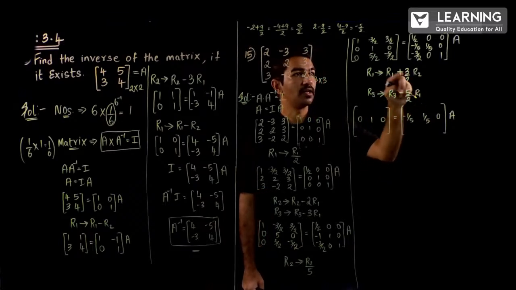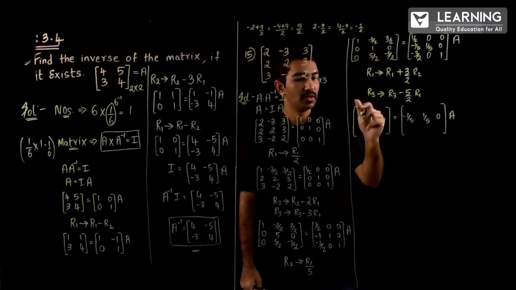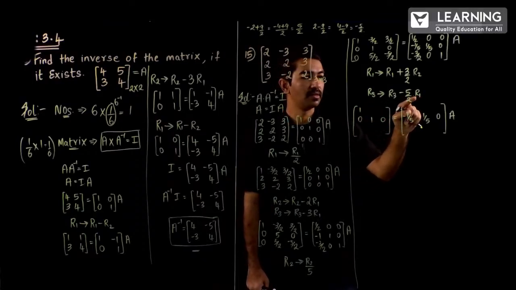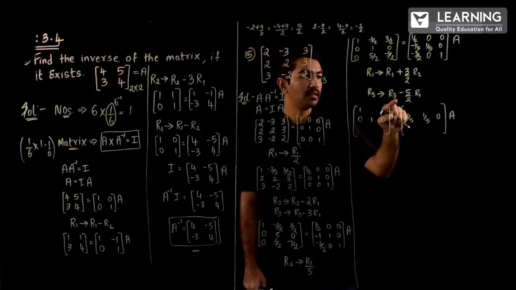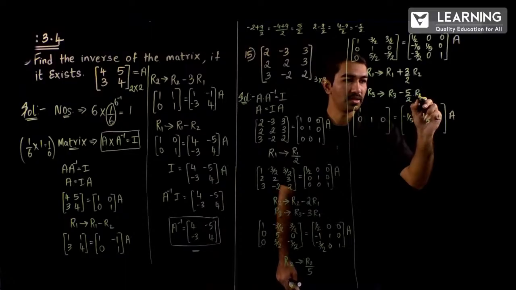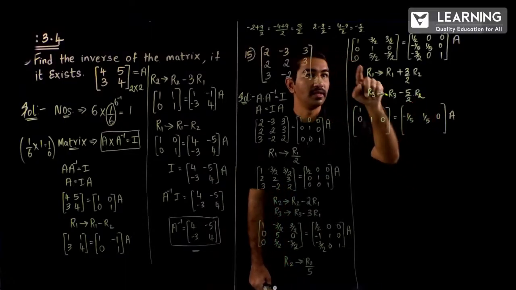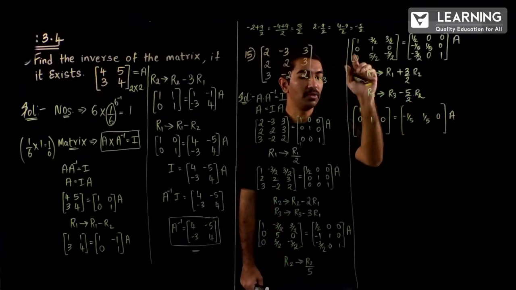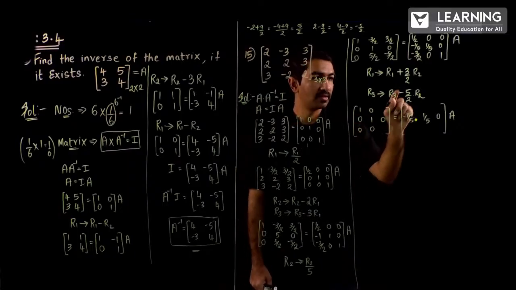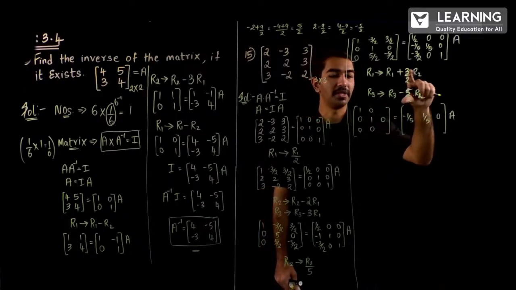R1 plus 3 by 2 R2. R1 plus 3 by 2 R2 is the same. R3 minus 5 by 2 R2. So this is not R1 students, it's actually R2 here. Okay, small mistake. So R3 is 0, minus 5 by 2 of R2 is 0 again. So these both will become 0, we have checked that. From checking only we have written this row operation.